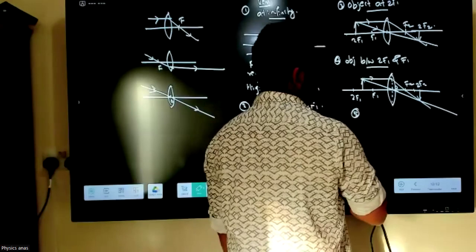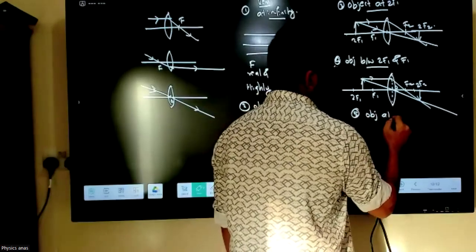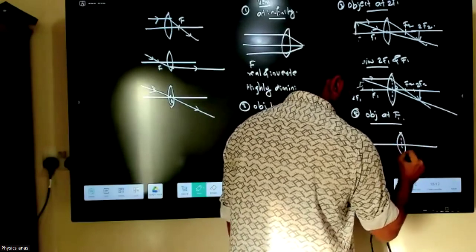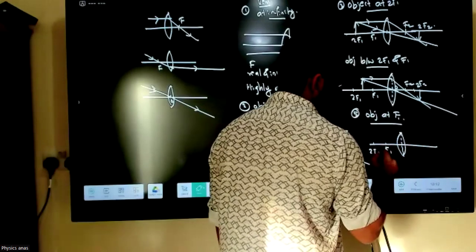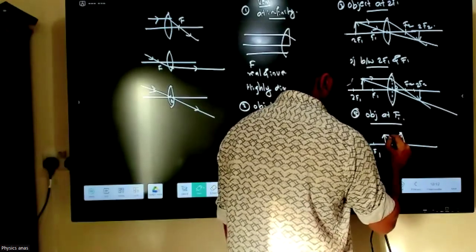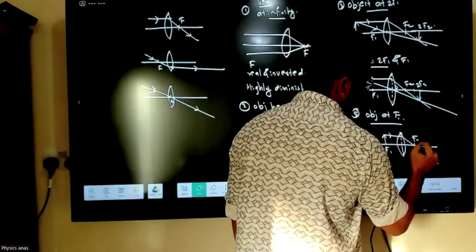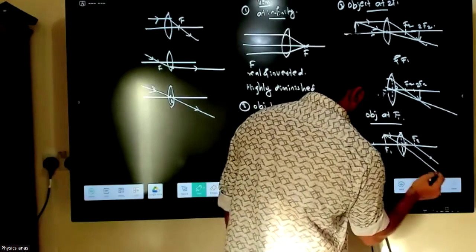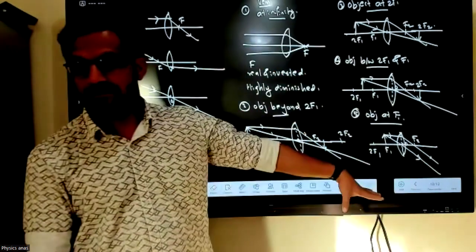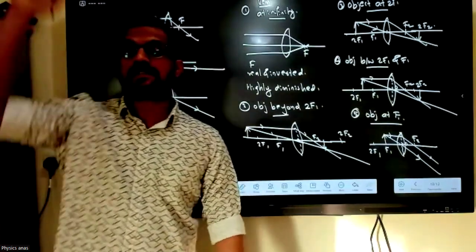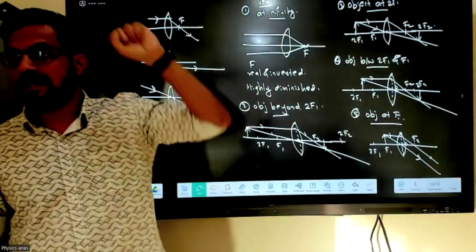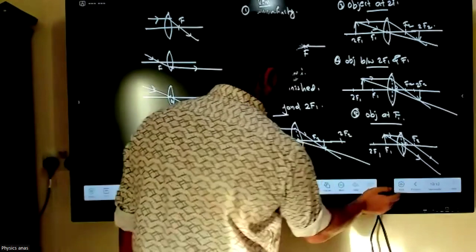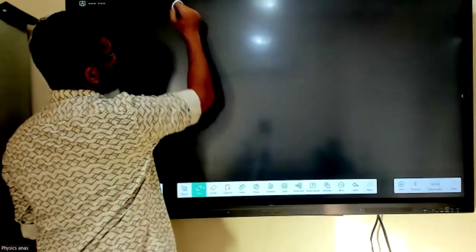So the fifth one. What is the fifth one? Now the object is at f1. This is f1, this is 2f1. First light ray is like this. It will pass through f2 like this. And the second light ray is passing through optical center. Now they will be parallel. Parallel light rays will meet at infinity. So the image is at infinity, and it will be real, inverted, highly enlarged. Then the sixth one.